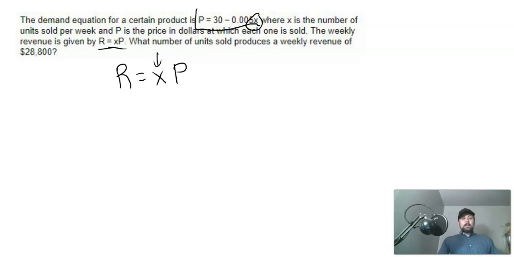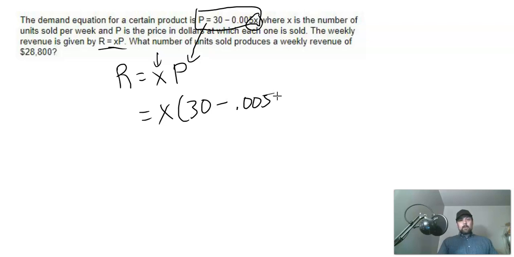But the price is also determined by the number of units that we're going to sell. And so we can plug that into this formula. So x will just stay x, but the price is 30 minus 0.005x. And we need to use parentheses there because that has to get multiplied by x, right?